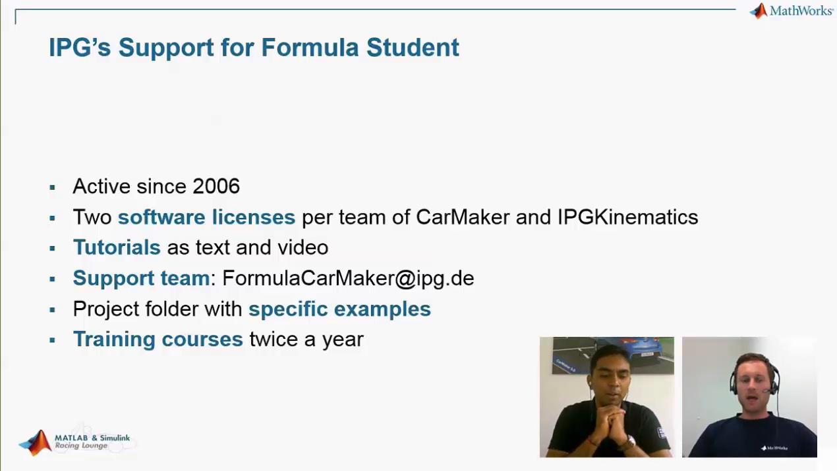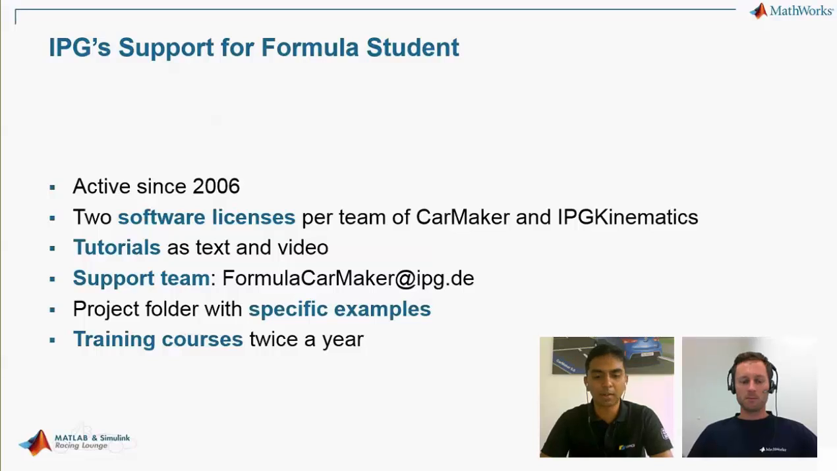Okay. Let me ask a question at that point. So the software licenses, are they cut down versions for students, or is it the full-fledged thing that commercial customers could also purchase? No, actually, these are the full-fledged licenses. We call it CarMaker Pro, CarMaker Professional. So this is exactly what is used in the industry. And we offer 2 user licenses for the team. Okay, that sounds great. Thanks.